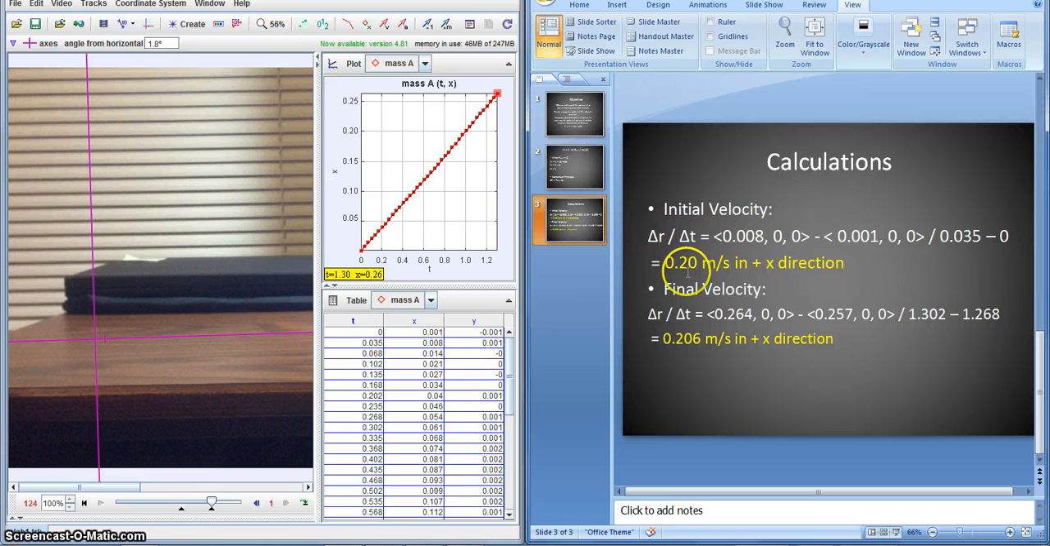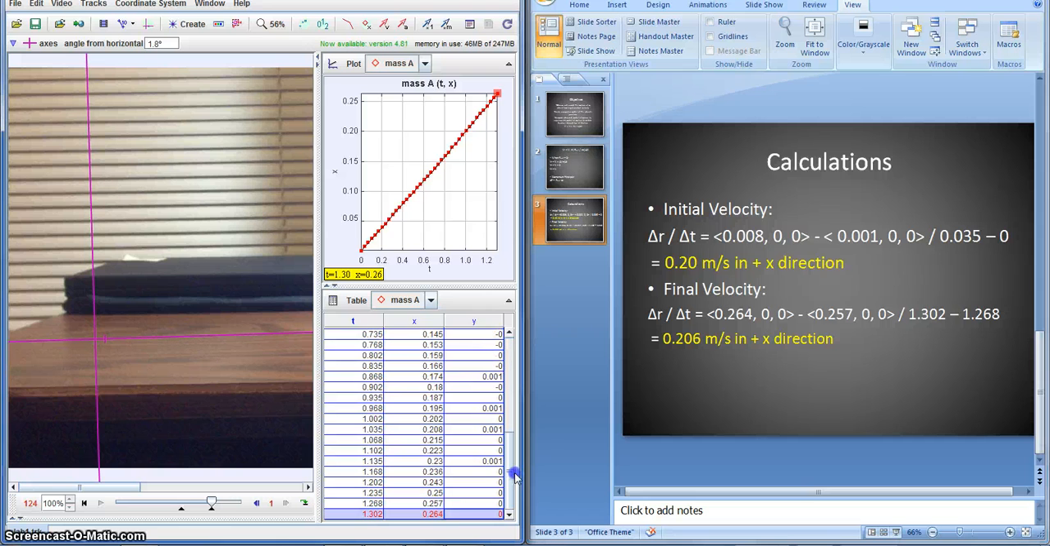Using the data from Tracker, we have calculated the initial velocity of the can. We have done this by taking the second x position minus the first x position of the object divided by the second time minus the first time, and we have gotten an answer of 0.20 meters per second in the positive x direction. The final velocity is calculated the same way, except using the last x position minus the second to last x position divided by the last time step minus the second to last time.